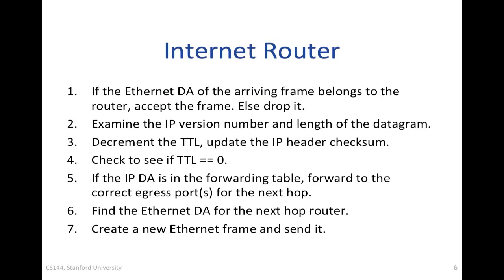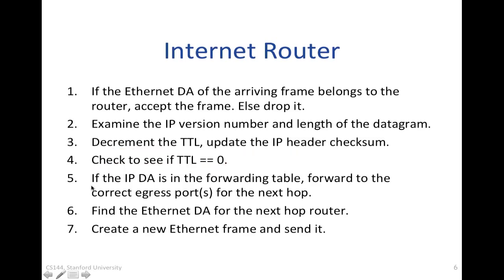The next thing it does is to check that the IP version number is 4, if it's an IPv4 router, and checks the length of the datagram. Next, it's going to decrement the TTL and update the IP header checksum because the checksum includes the TTL. It checks to see if the TTL equals 0. If it does, it drops the packet. If it doesn't, then it can continue to forward it.